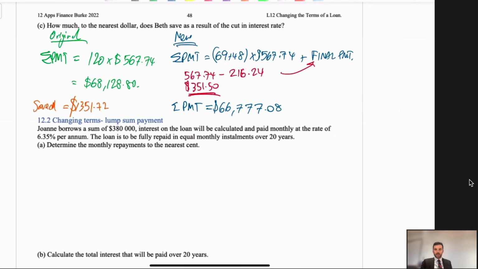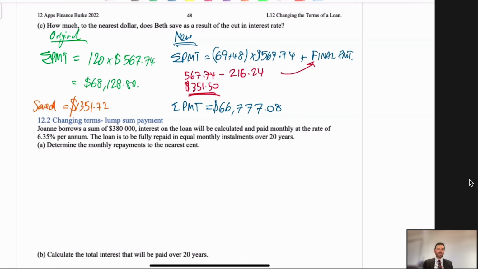In this video, we're going to be looking at 12.2, changing terms with a lump sum payment. Now, in summary of lesson 12 so far, we're looking at changing the terms of a loan. Changing terms of a loan comes about when there's a change in one part of that loan. So you may have got out a loan and then the interest rate changed. That's what happened in the last example there in 12.1.